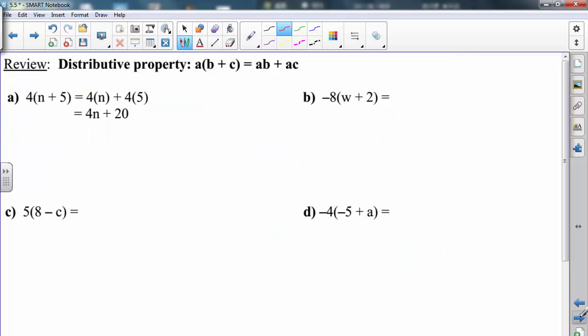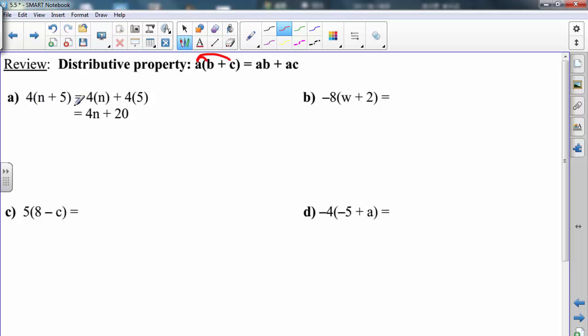So let's review the second concept that we learned in Math 8. This one is called distributive property. The distributive property is a times brackets b plus c. We can distribute this a into each term in the brackets. So if we remove the brackets by distributing a into each term, it means a times b plus a times c.